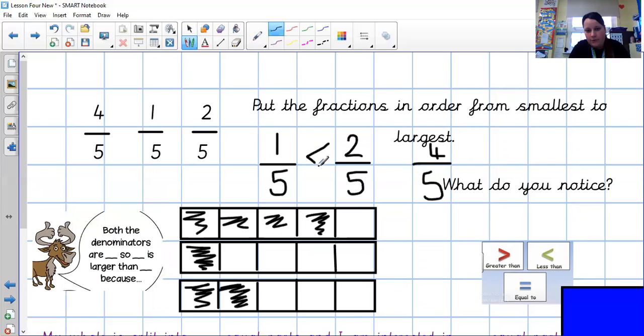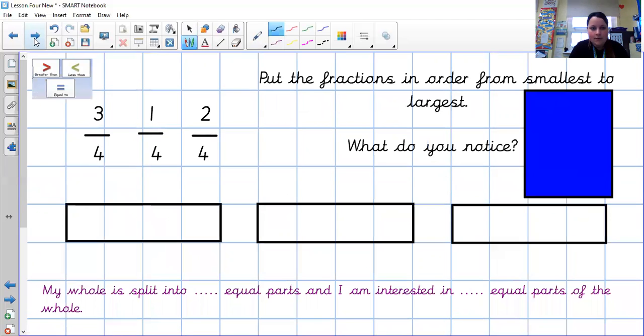So my comparing symbol would look like this. And then 2/5 is less than 4/5. So I'm going to use my less than sign again. Okay, let's move on. So this time we are looking at ordering quarters.